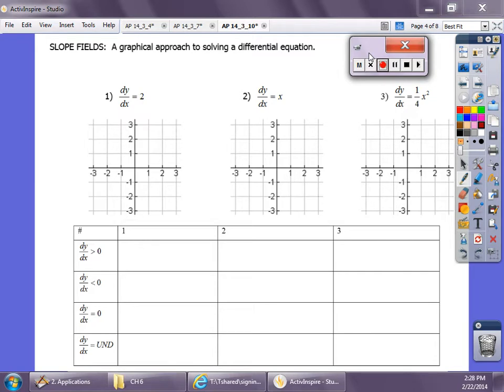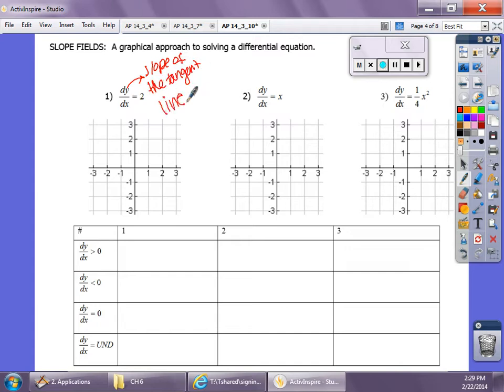Alright, so looking at the slope fields here, we are going to start off by trying to understand what a slope field actually is. It is going to look like a bunch of tiny little lines all over your paper, but those lines are really specific. They're actually going to be mini tangent lines. So, what do I mean by that? This just says that the slope of the tangent lines are 2. So every single tangent line, no matter where I create this tangent line, will be 2.